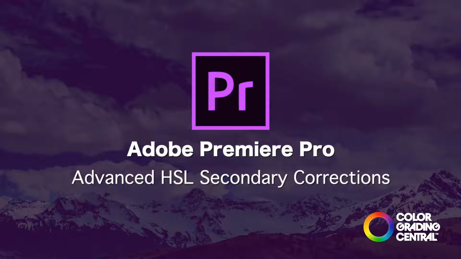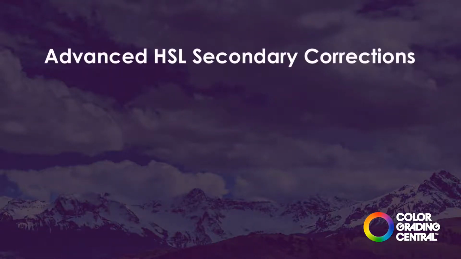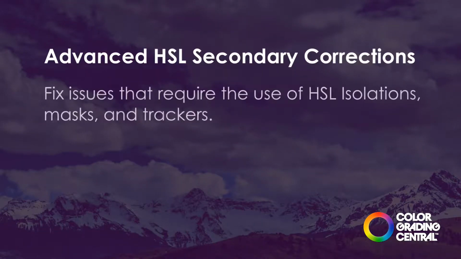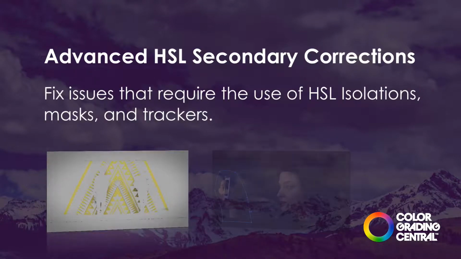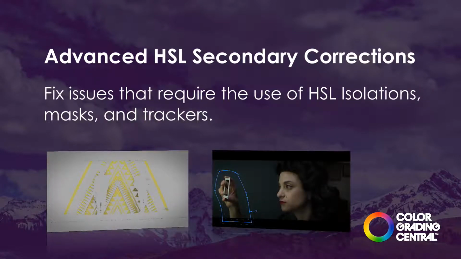In the previous tutorial, we used the HSL secondary controls to isolate and correct a problem caused in camera. In this tutorial, we'll make secondary corrections to fix other kinds of issues that require the use of HSL isolations, masks, and trackers. So let's dive right in.